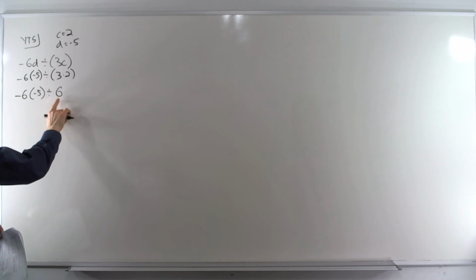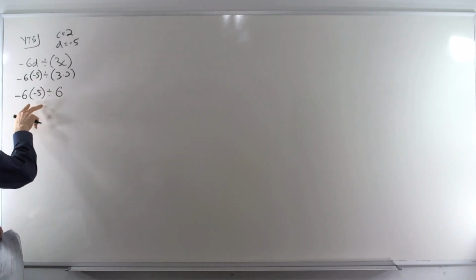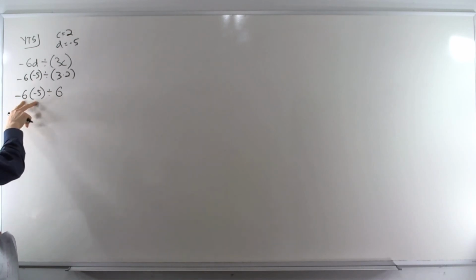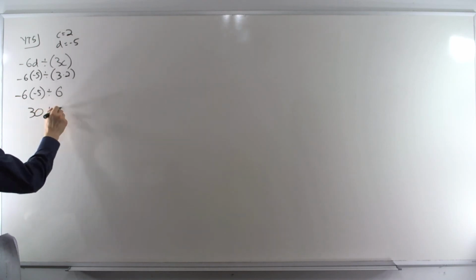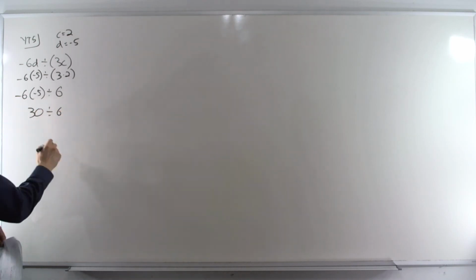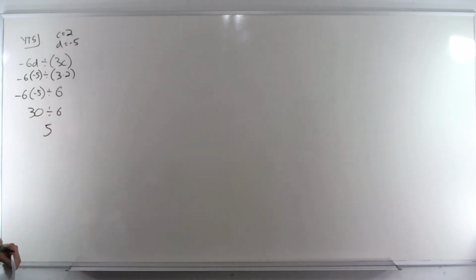Now we've got multiplication and division. We'll work left to right. So starting over here, -6 times -5. Negative times negative is a positive, so we get 30 divided by 6. And then finally divide to get 5.